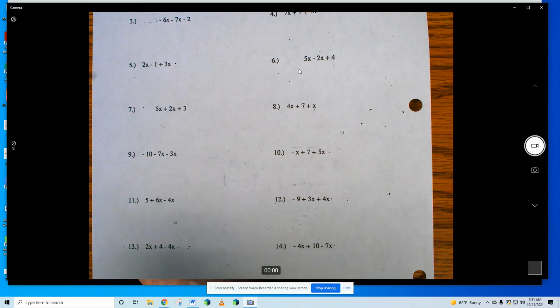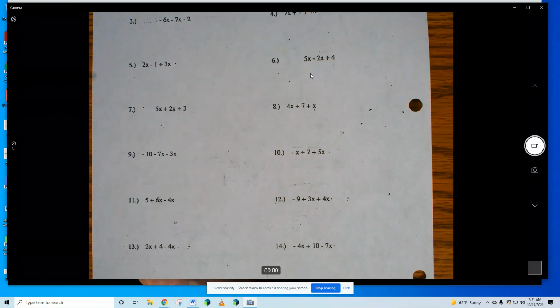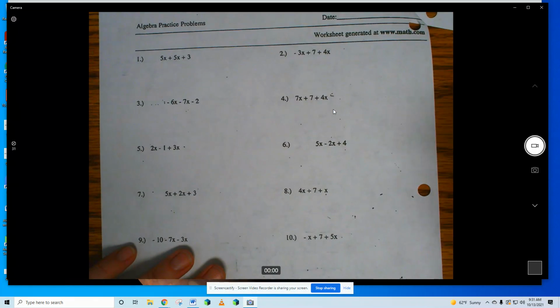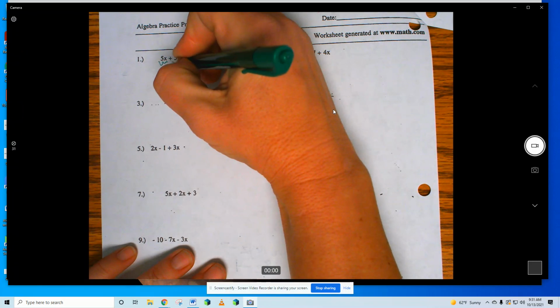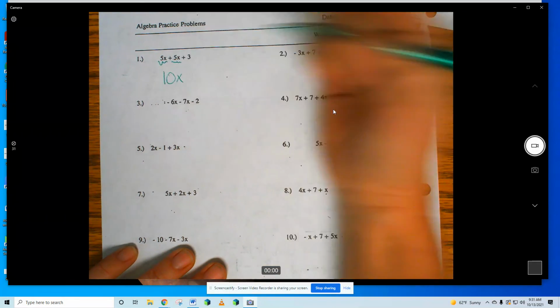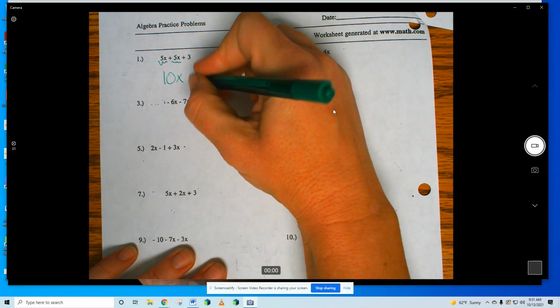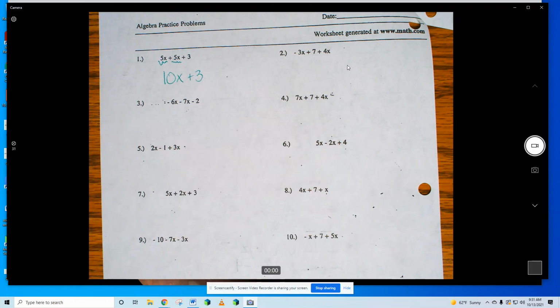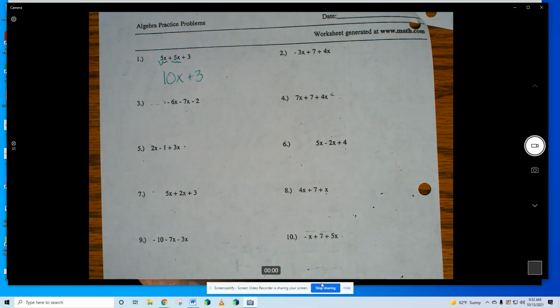Remember, the x goes first and then the constant goes at the end. So like number 1, I have 5x plus 5x. Those are like terms. I'm going to do 10x. And then the plus 3 is all alone at the end. The 3 cannot go first. The 10x has to go first. All right, good job.